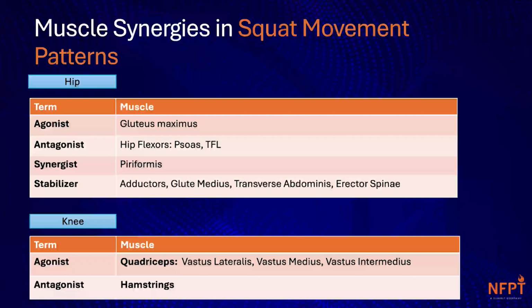Then we've got our knee. So at the knee, the agonist, because again, it's different than at the hip, the prime mover at the knee during a squat is the quadriceps, because this is the muscle group that is performing knee extension, which is happening when we're going from that squatting position to standing. And then the antagonist, the muscle that opposes the quadriceps, is our hamstring muscles.